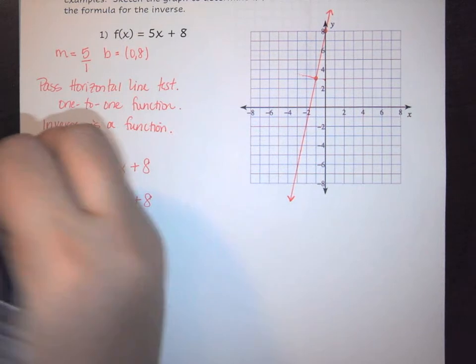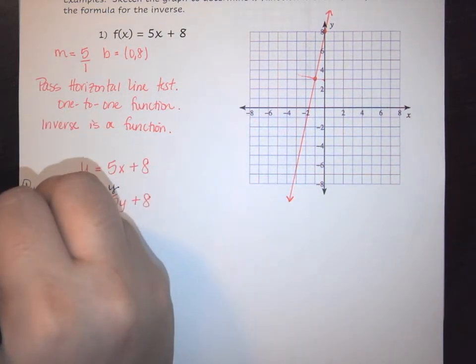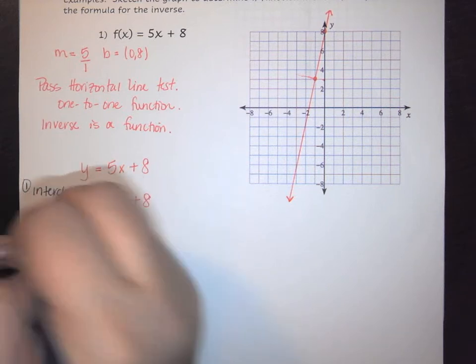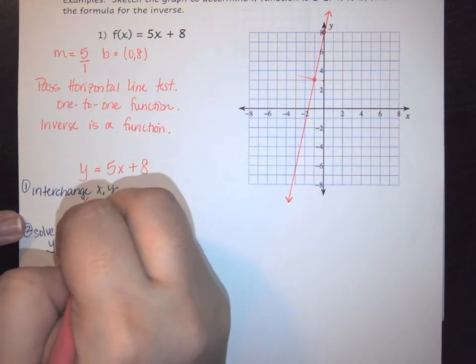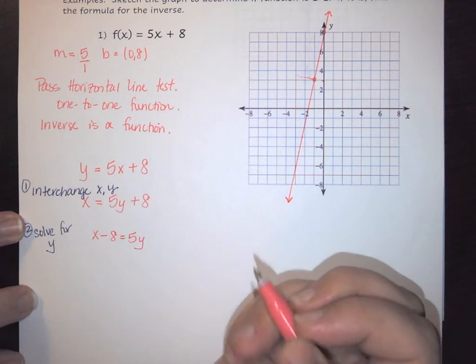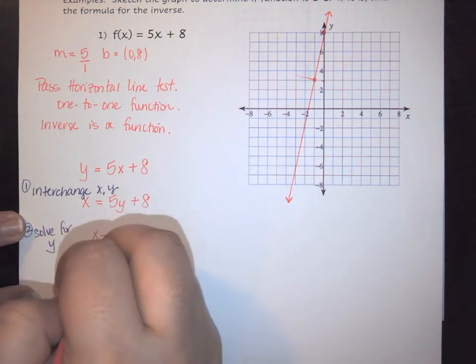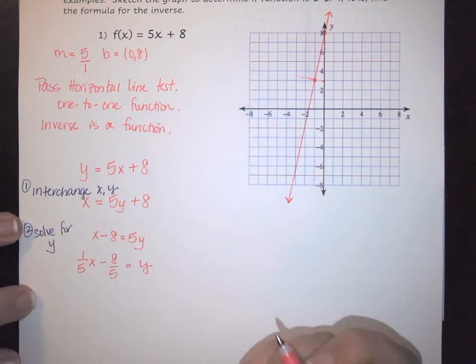Okay, so that was the first step that we did. The second step that we need to do is we need to solve for y. So here we're going to go ahead and do that. Here we're going to have x minus 8 is equal to 5y. Divide everything by 5, so I have 1/5 x minus 8/5 is equal to y.